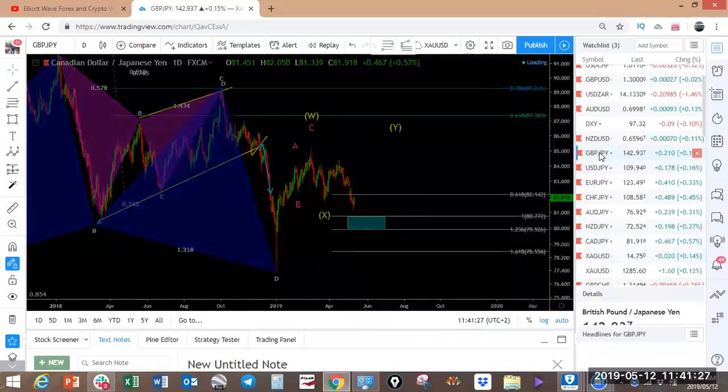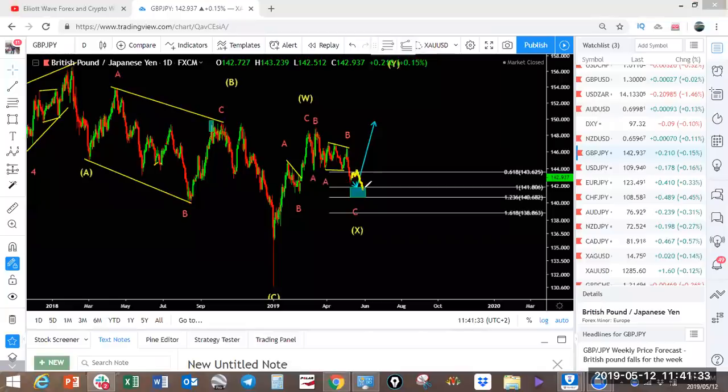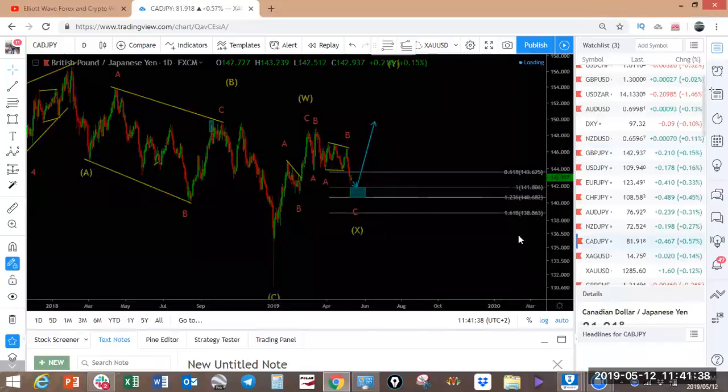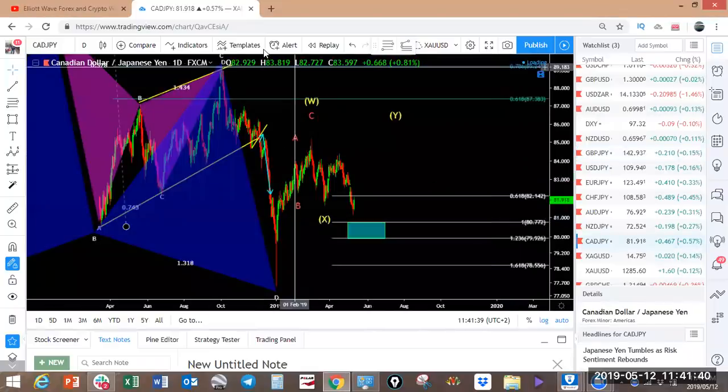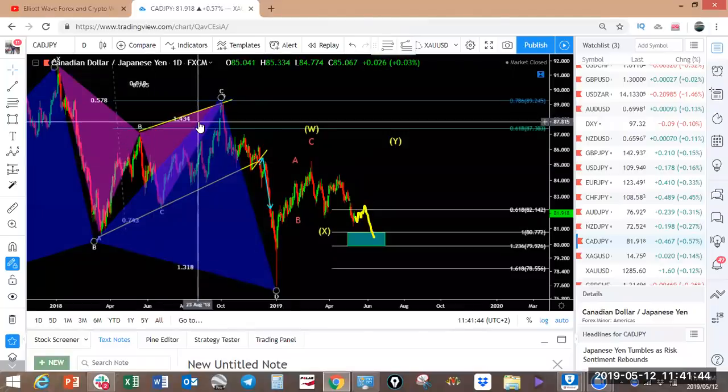So just to recap here on pound yen, we also have a similar situation as CAD. We want this to push down to the blue box. That's CAD. We want it to push down into the blue box. Okay.